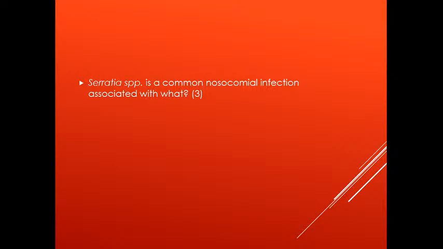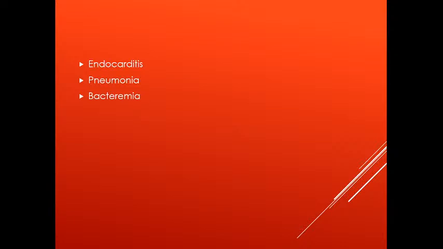Now, Serratia species is a common nosocomial infection associated with what? There are three clinical conditions that might be associated with the Serratia species. It's usually endocarditis, pneumonia, and bacteremia. In most cases, especially for ICU patients, I've encountered it in cases of pneumonia as well as in bacteremia. I've not really seen endocarditis in some of the organisms that we've grown in the clinical lab, because I haven't worked in a heart specialty hospital. But the majority of the time, it's pneumonia. In severe cases it comes out as bacteremia.